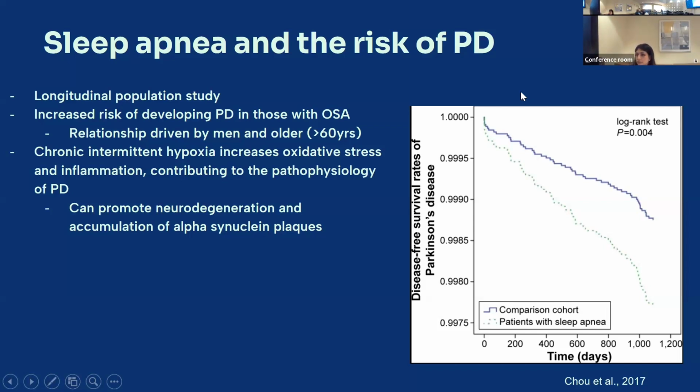This kind of just showed at the end of the study that chronic intermittent hypoxia increased oxidative stress and inflammation, contributing to the pathophysiology of Parkinson's. So it's kind of interesting. So disease-free survival rates over here in time, and these dotted lines here are the people with sleep apnea.